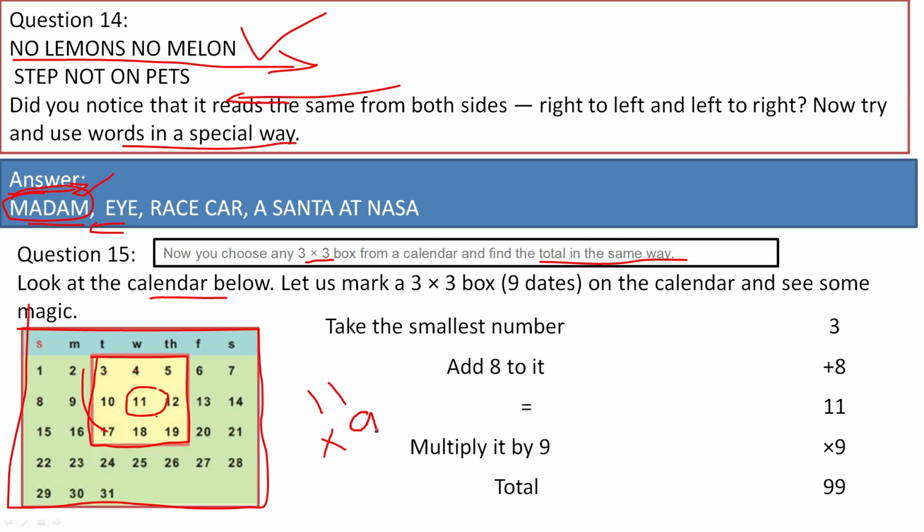Why should we multiply by 9? Because there are 9 numbers. So 11 9s are 99. So 99 is the answer for this square. If you add all the numbers, 3 plus 4 plus 5 plus 10 plus 11 and so on, you will get 99 only. So we can find the answer the short way.